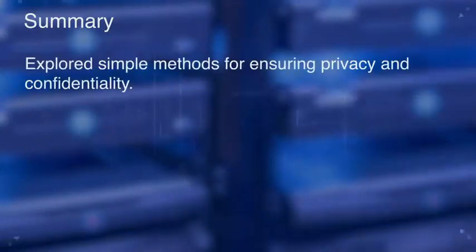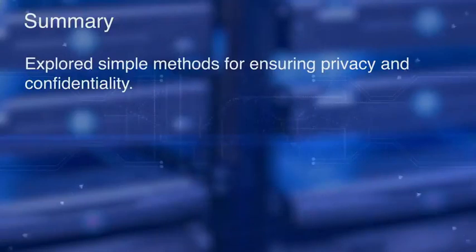We explored at a high level some simple methods for ensuring privacy and confidentiality. There is extensive research on privacy, including zero-knowledge proofs and homomorphic encryption algorithms. You may explore these using the links in the resources section. Now, when you're designing an application, the question to ask is, what are the encryption and obfuscation methods you're using in your design?